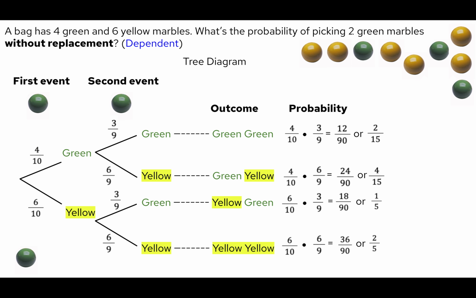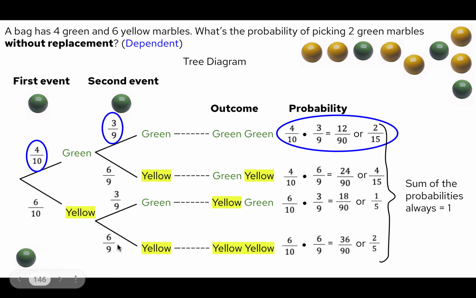So let's see. The probability of picking 2 green marbles is going to be 4 tenths multiplied by my 3 ninths, or 2 15ths. And again, if I add these all up, they should add up to 1. It might be easier to add them up when they have the common denominator here.